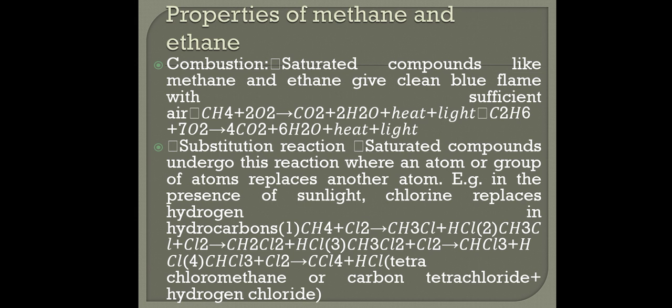Then CH3Cl plus Cl2 gives CH2Cl2 plus HCl. Then CH2Cl2 plus Cl2 gives CHCl3 plus HCl. Then CHCl3 plus Cl2 gives CCl4 plus HCl. So ultimately tetrachloromethane, or carbon tetrachloride, plus hydrogen chloride is formed.